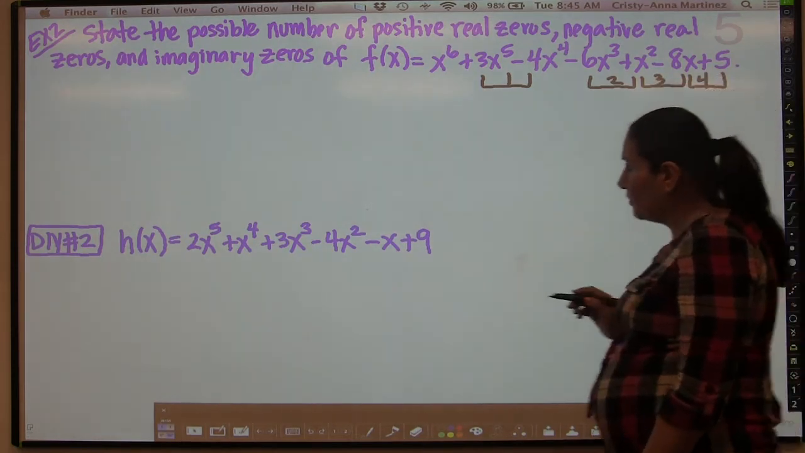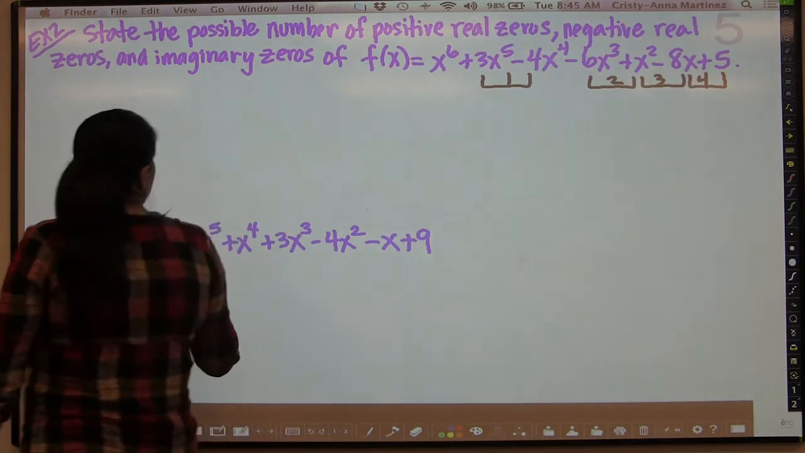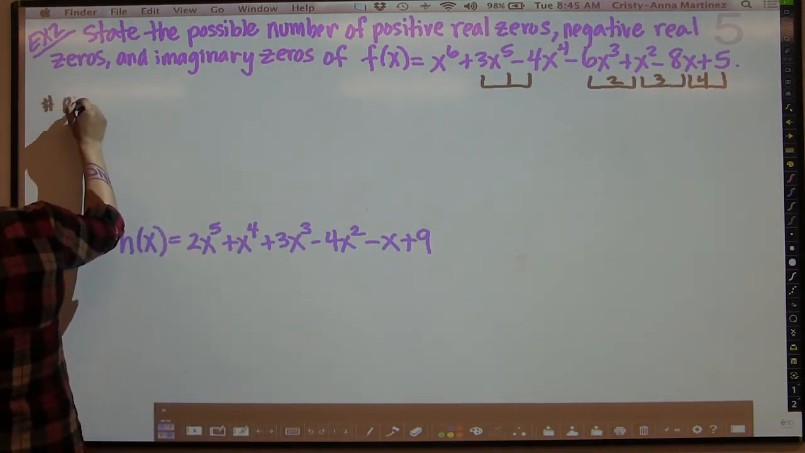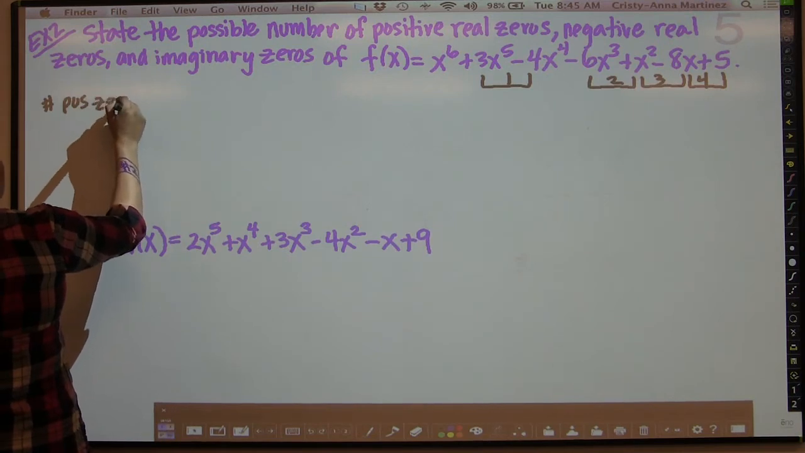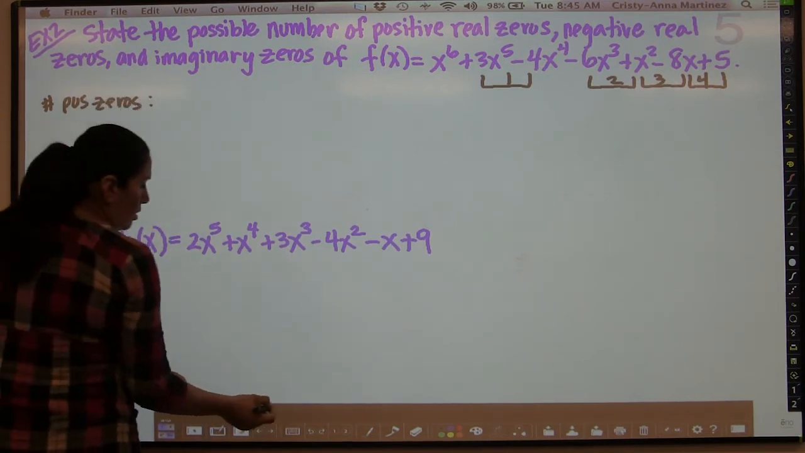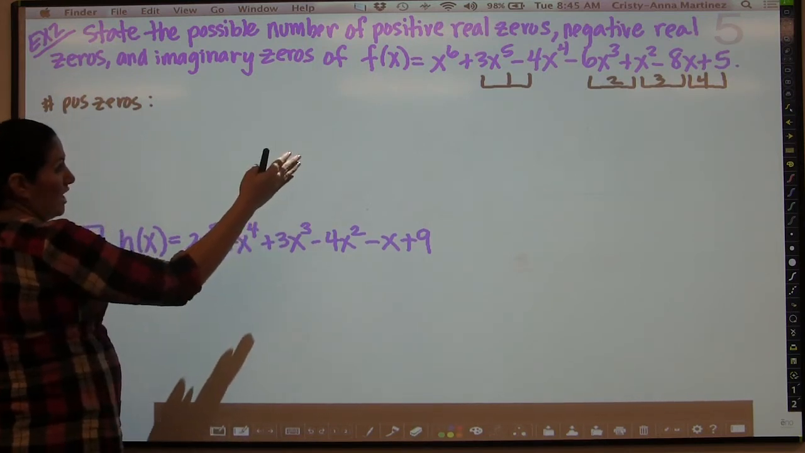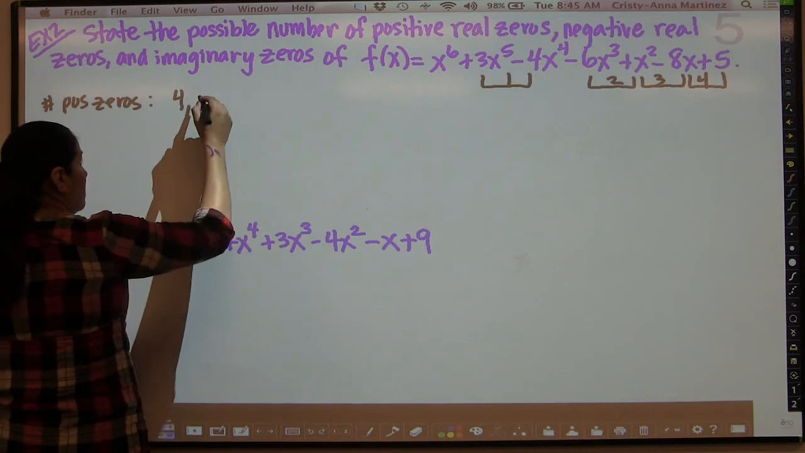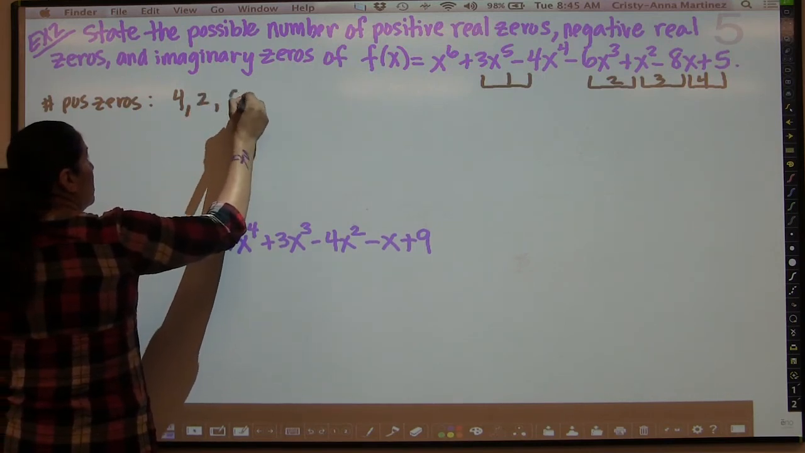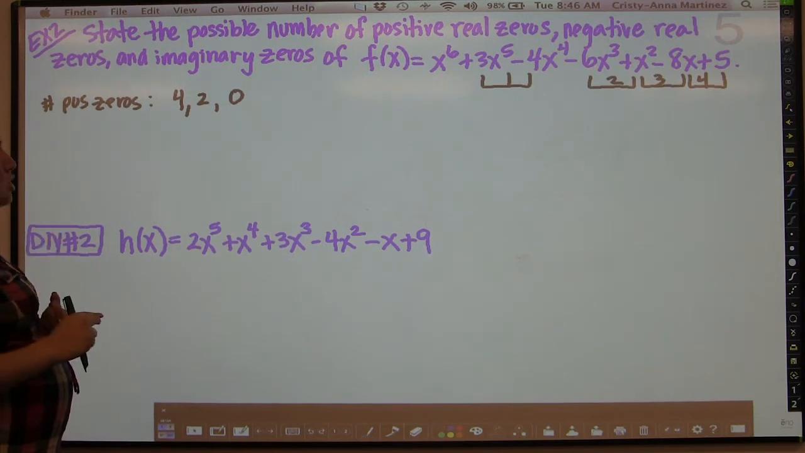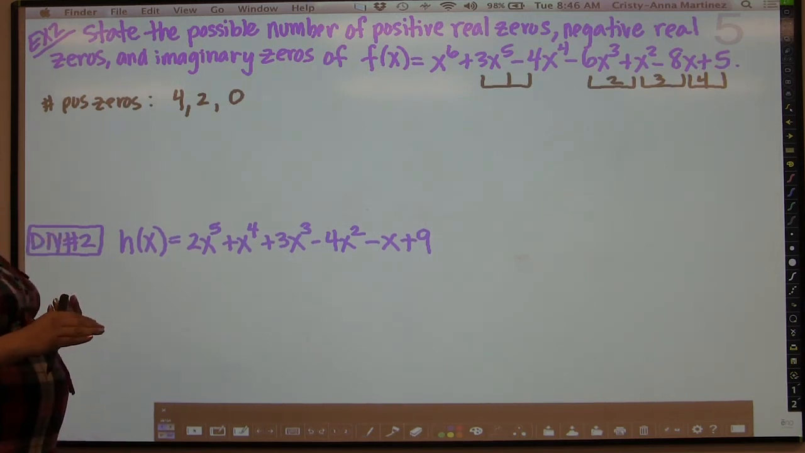example. So for the positive, the possible number of positive zeros is going to be equal to the number of sign changes, which is 4, or less than 4 by an even number. So it's going to be 4, 2, or none. You're going to have either 4 positive zeros, 2 positive zeros, or no positive zeros.